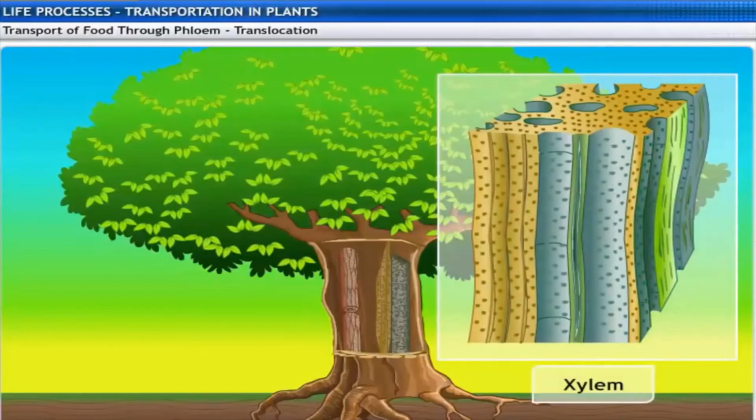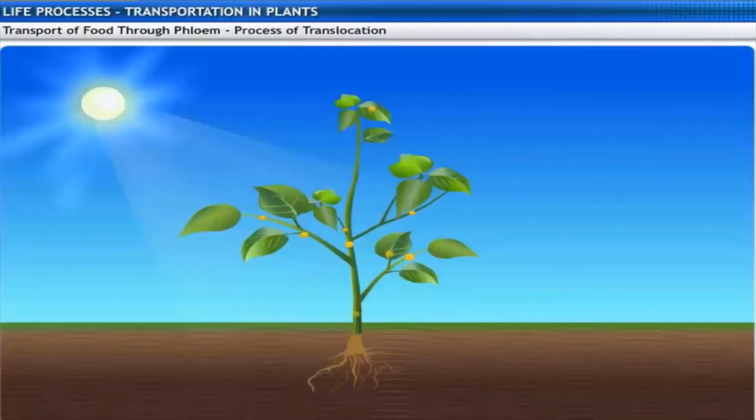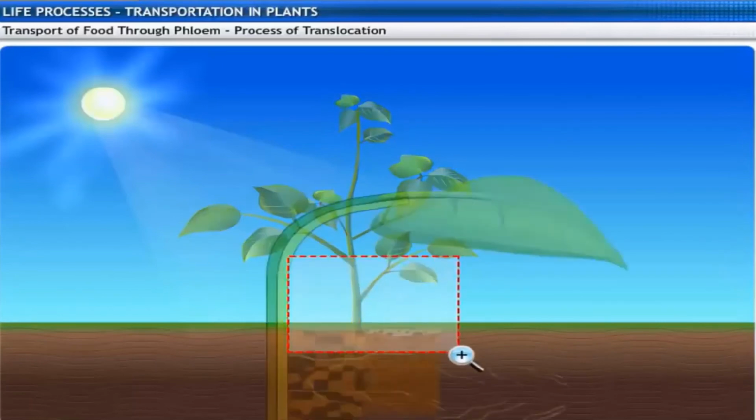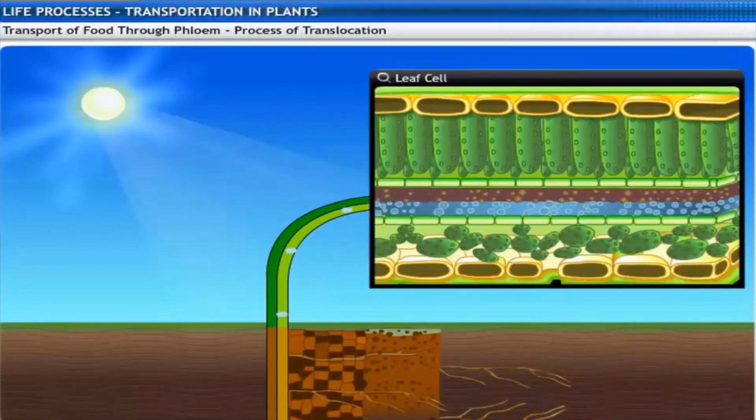Simple physical forces bring about transportation in xylem, while translocation in phloem happens by using energy in the form of adenosine triphosphate, ATP. Here's a detailed look at the process of translocation of glucose from the leaves to the roots. Water molecules move up the plant body by transpiration. Some water molecules move into leaf cells by osmosis.